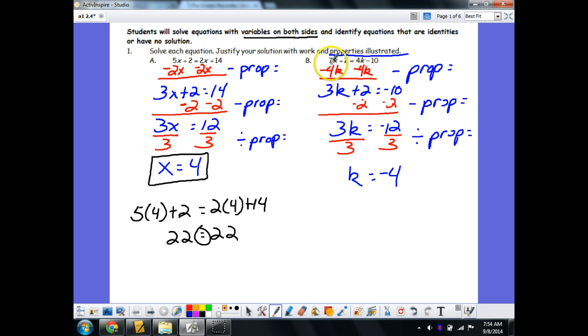Quick check. Negative 28 plus 2 is negative 26. Negative 16 minus 10 is also negative 26. So we know that that is our solution for k.